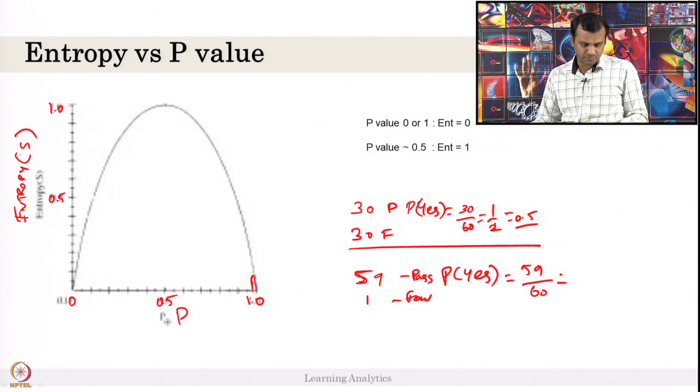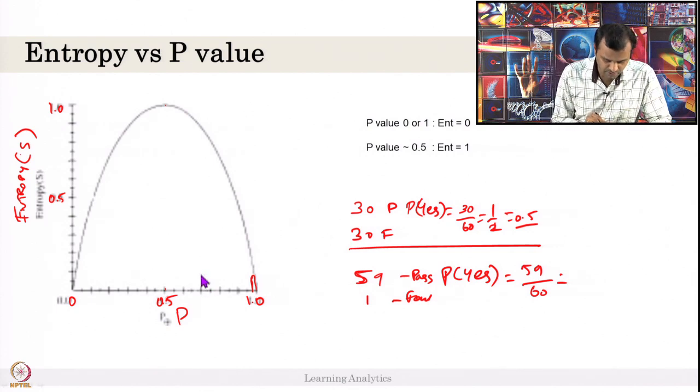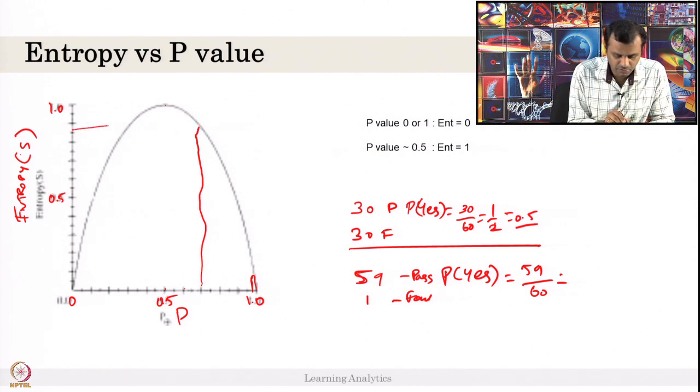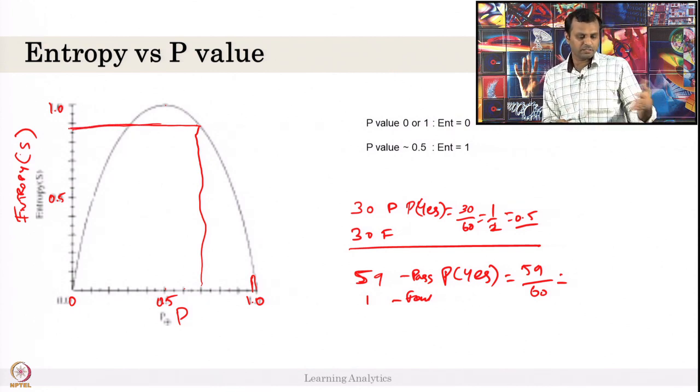So in the previous example, you saw 5 by 7 and 2 by 7. It's not like 3 by 7, but 5 by 7 is also not exactly 6 by 7. If you plot those values, 0.71 and so on, you get about 0.87, which is what we computed as the entropy. That's exactly the formula we computed in a two-class classification problem.